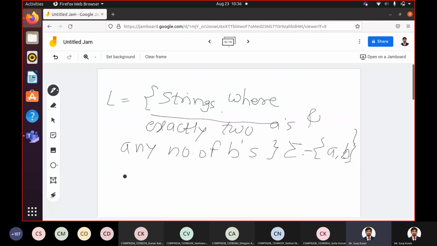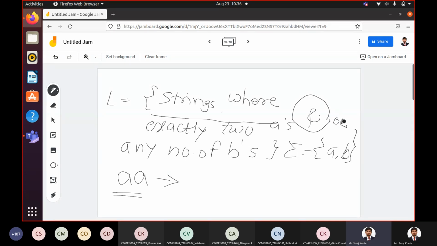Exactly 2A means at least 2A and at most 2A. So string will have double A. Double A means 2 times A, so 2 appearance of alphabet A. This is our minimum string. Maximum can be anything because second condition is there, and it is and.